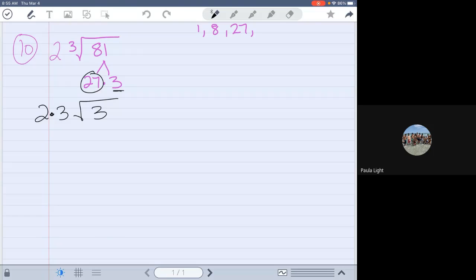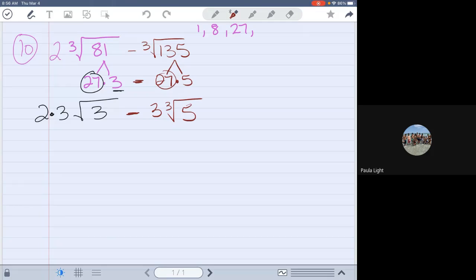Next radical. So now we got minus the cubic root of 135. We just did this one, didn't we? How did we break that apart? 135. 27 and 5. So this one is 27 and 5. We got a minus symbol, so we're bringing down our minus symbol. 27 comes out of the radical as 3. And the cubic root of 5 stays under.